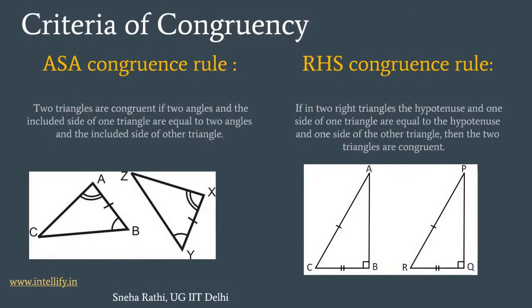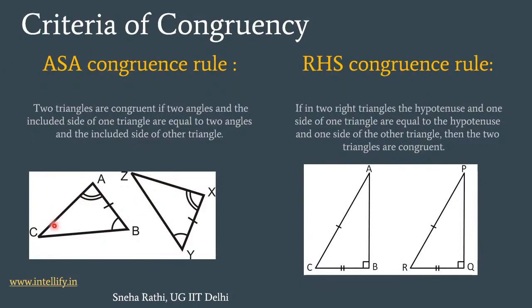Criteria of congruency. In the previous video, you have seen criteria of congruency by SAS congruence rule and SSS congruence rule. In this video, we'll see about ASA congruence rule and RHS congruence rule. ASA congruence rule. Angle side angle congruence rule.